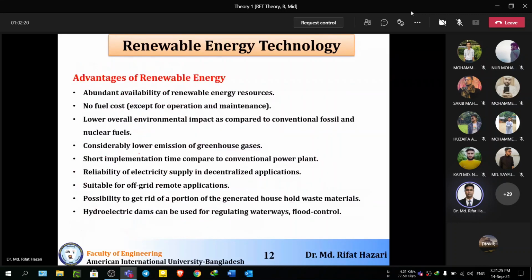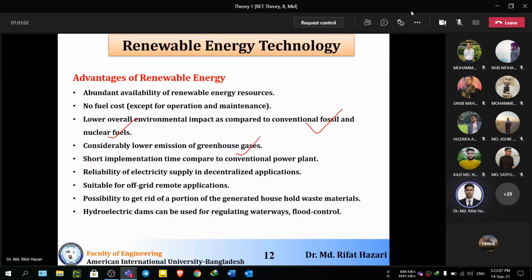Okay, so let's talk about some advantages of renewable energy. I believe you already have the idea, right? For example, you can get renewable energy on our earth in an abundant amount. That means you are getting renewable energy resources, for example wind or sunlight, in a huge amount. This is the primary advantage. Number two is you do not require any fuel cost, because you are not using any fuel. And it has a lower environmental impact compared with conventional fossil fuels or nuclear fuels. The environmental impact is very low, and it also has low emission of greenhouse gases.